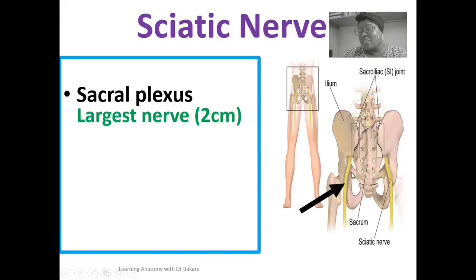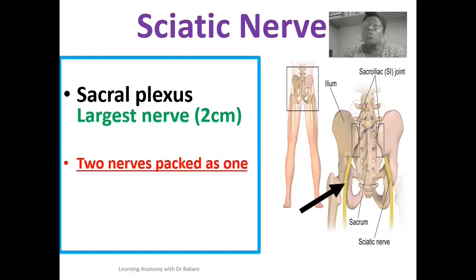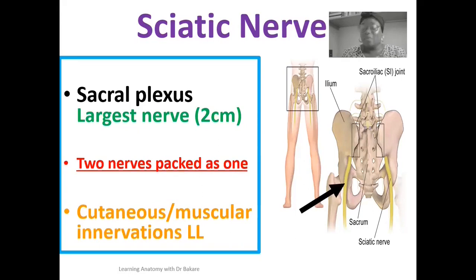And if you look at the configuration of the nerve here in this region that is arrowed in black, you see that it is actually large in size. This sciatic nerve is like a 2-in-1 nerve that is packed together. So you see, structurally, 2 nerves that are held together and of course wrapped in a single connective tissue. The sciatic nerve, as we stated when we started this lecture, provides cutaneous and also muscular innervations for the lower limb.